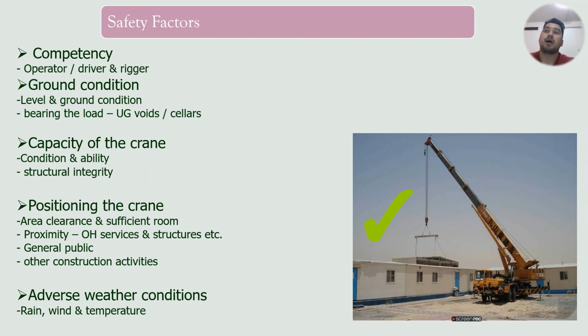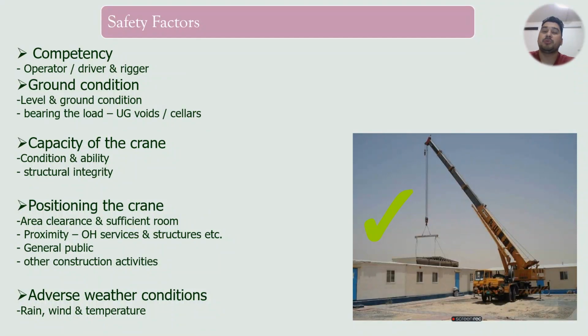The second one is the ground conditions. Before you start any lifting, first of all, you have to check the ground condition, where you're going to lift the load, where you're going to use the crane or equipment. Level and grounded condition: you have to make sure that the ground is properly level. If it is not level, or if the ground is very soft, you can use a base plate. After that, bearing the load, underground voids or cellars. We have to check how much load that ground can bear, whether the ground is very soft, and if it is muddy or soft mud. So all these things we have to check for the ground condition.